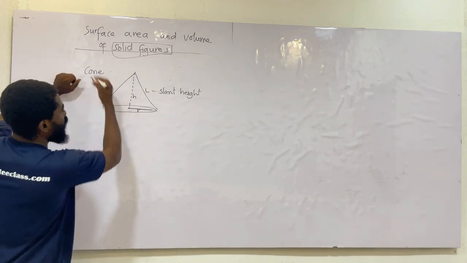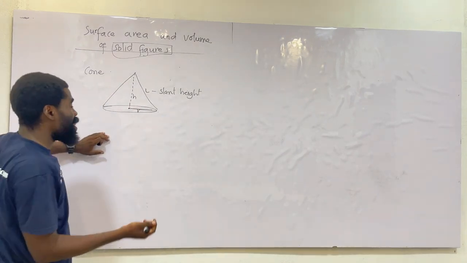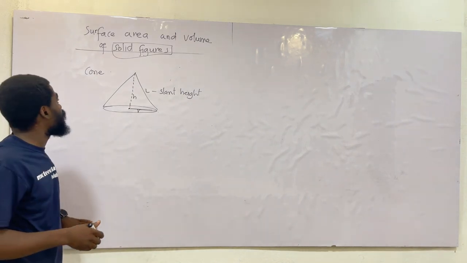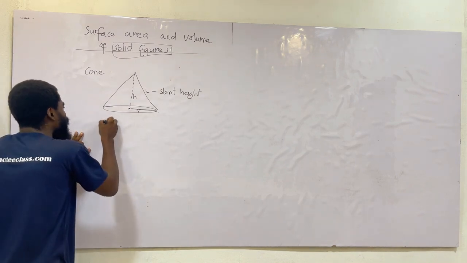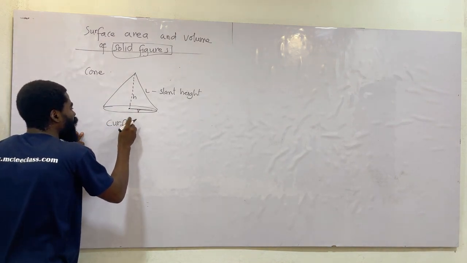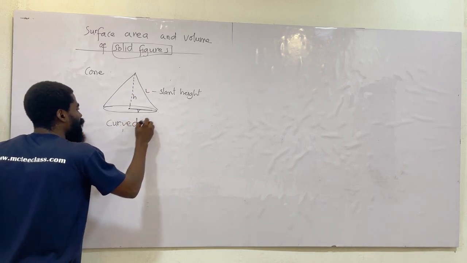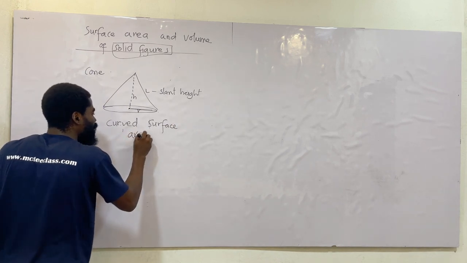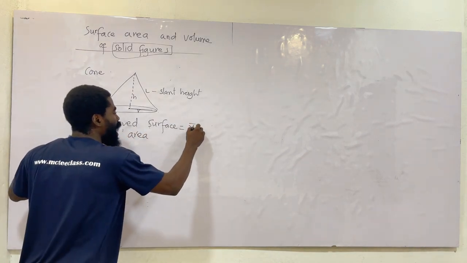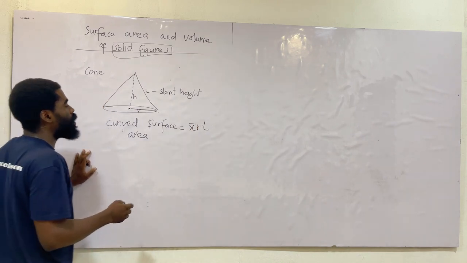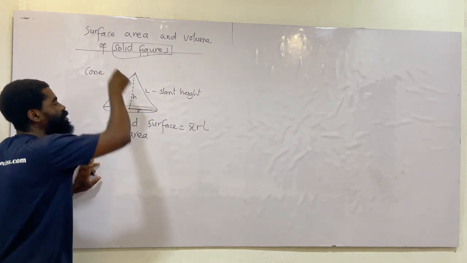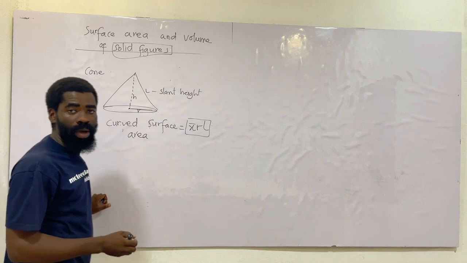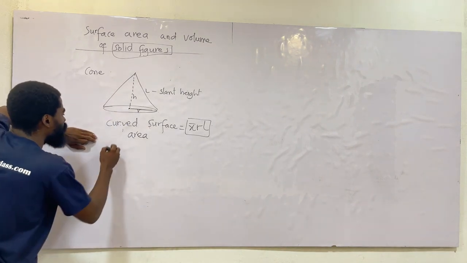Once again, because the surface is curved, we can find the curved surface area. We can find the total surface area, and we can also find the volume of the cone. So let's go with the curved surface area. Curved surface area equals pi R L. It's pi R times the L. This is how to find the curved surface area of the cone. Very simple.